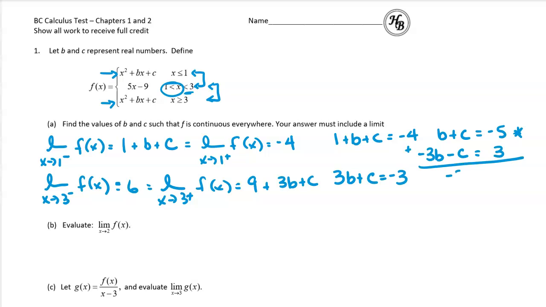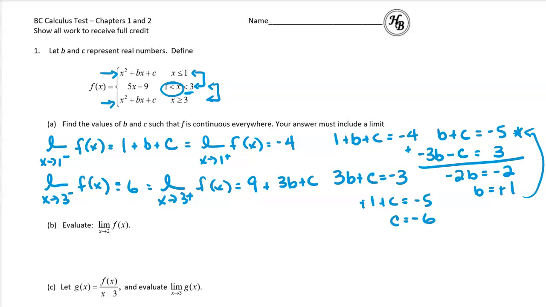And when I add those, I get negative 2b equals negative 2, and b equals negative 1. Plugging back into any one of the equations, if I go up here, if b is negative 1 plus c equals negative 5, c then is going to equal negative 4. And why did I think this answer was, there's my problem. B is positive 1. So I get a 1 there, and I get a negative 6. That's better. Okay, so B is 1 and C is negative 6.